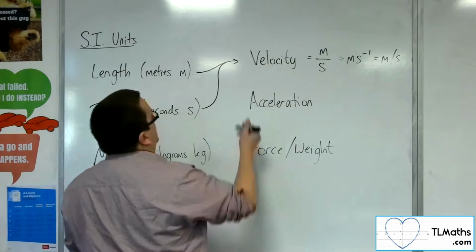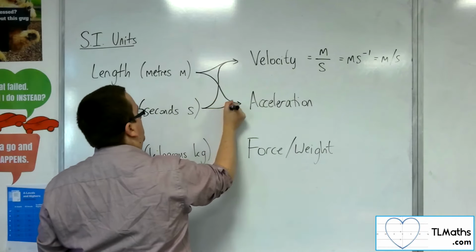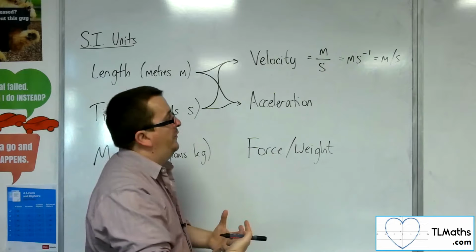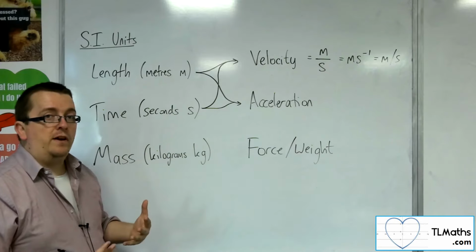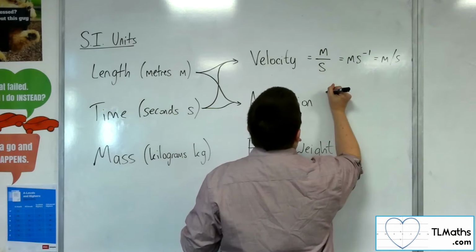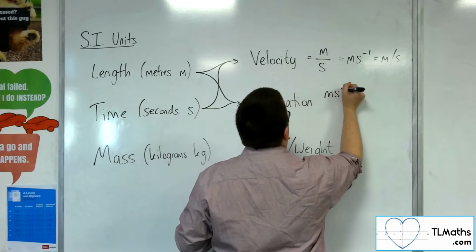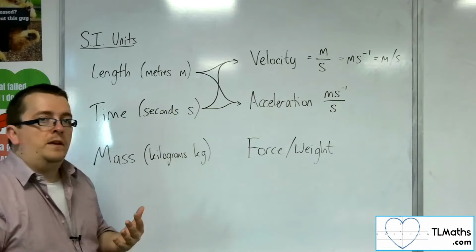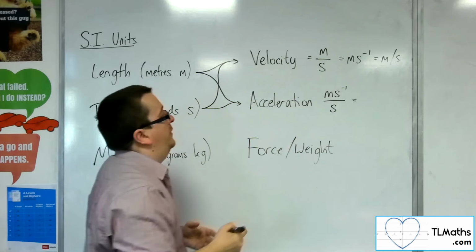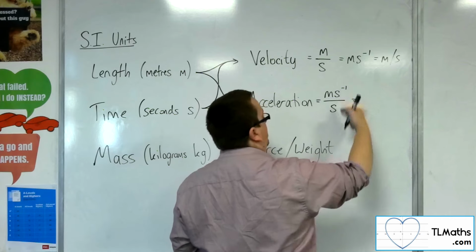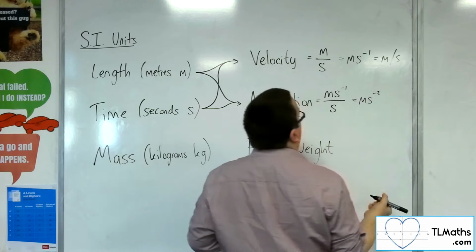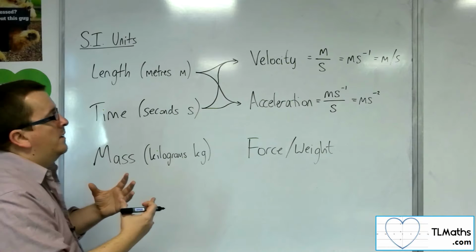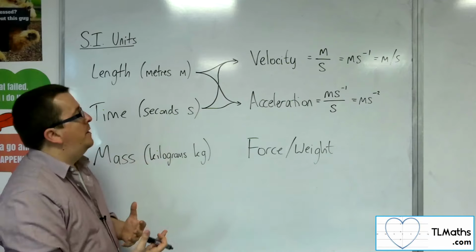Acceleration uses length and time, okay, but is also thinking about, well, it is the velocity, the change in velocity over time, okay. So if we're looking at the change in velocity over time, then it is meters per second, that's the velocity, over time. Okay? And when you do that, this dimensional analysis that we're effectively going through here, ms to the minus 1 divided by s gets you ms to the minus 2. Okay? So that means meters per second per second. So it is the velocity that is changed over a certain time period.